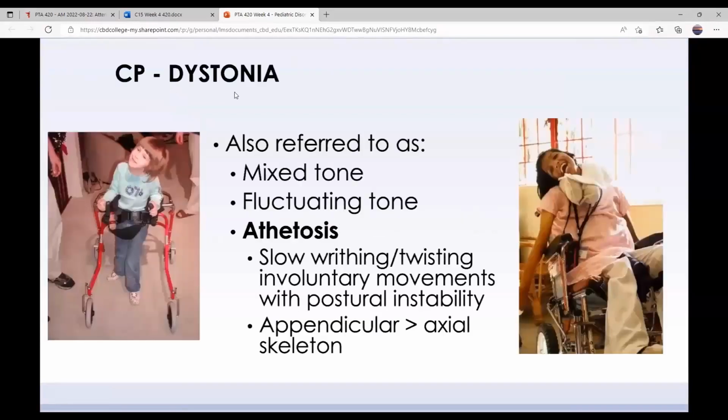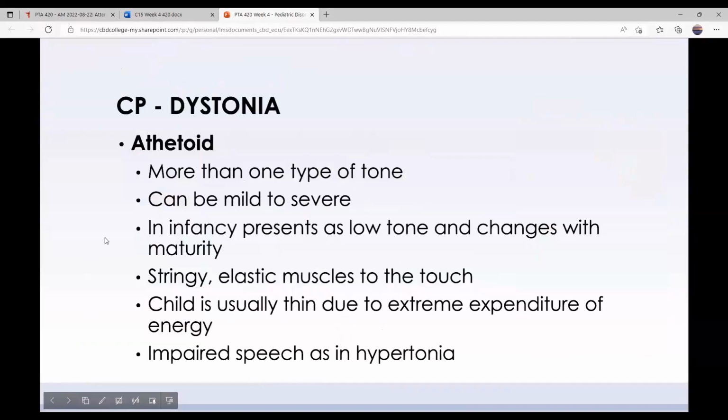When it comes to dystonia, it is basically a fluctuation of tone. So the patient may be hypotonic in one area and hypertonic in another area. They may have a fluctuation where they have writhing or twisting movements, which is called athetosis. Patients who have these types of movements typically are very thin because their body is constantly moving, which is very exhausting. Okay. Athetoid is very hard to treat, and in these individuals it's usually pretty severe. It can be mild to severe, but usually it's pretty severe.